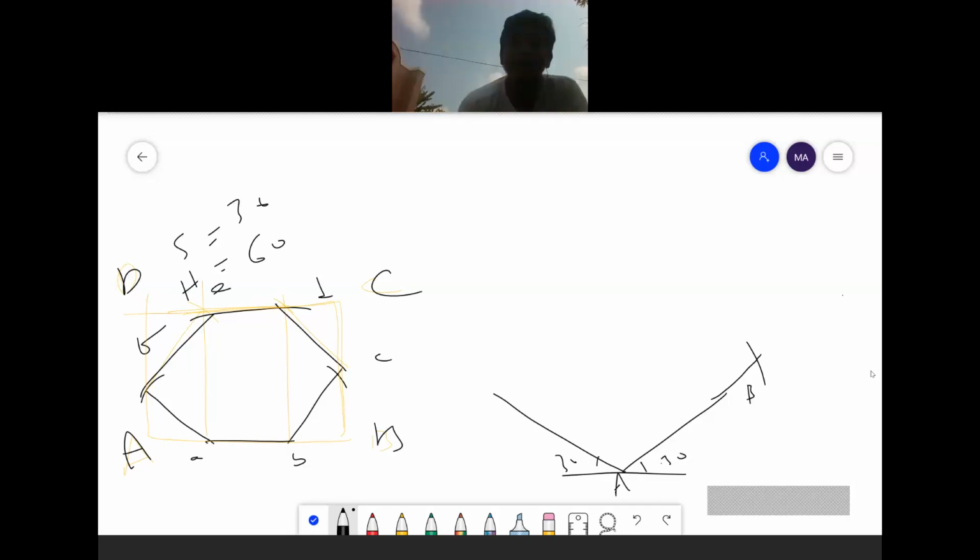After that, again I am measuring A to D and cutting an arc here. I will get a D point. After that, again I will measure A to D. From B I will cut here. I will get a point again. From A to B I will measure, from D I will cut here. I will get A B C D.